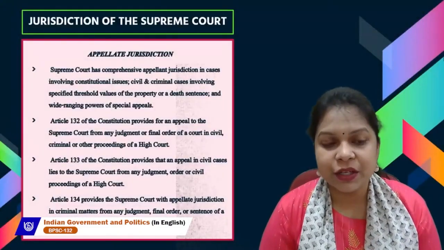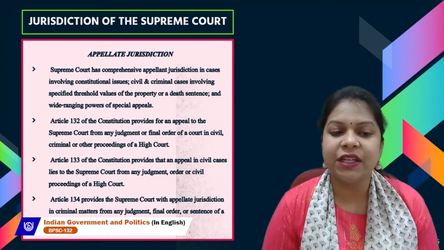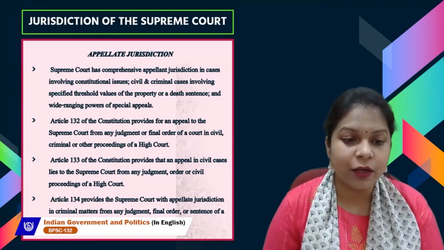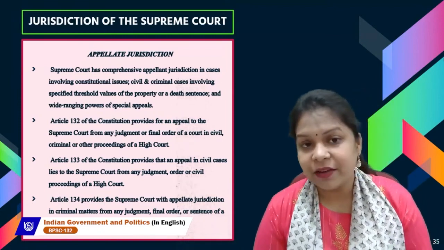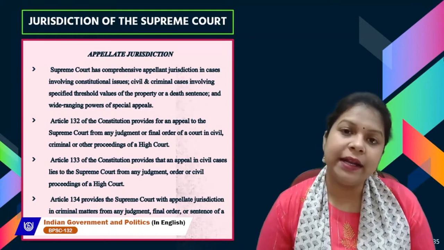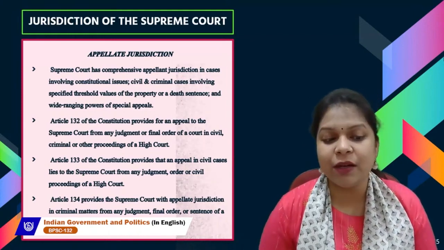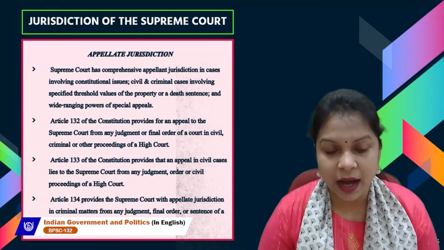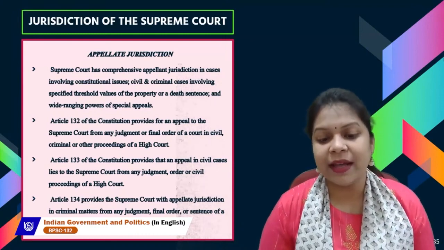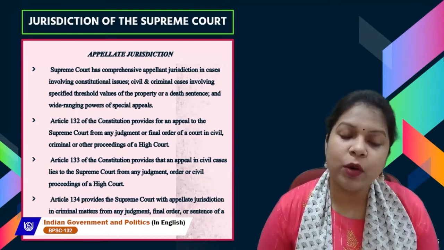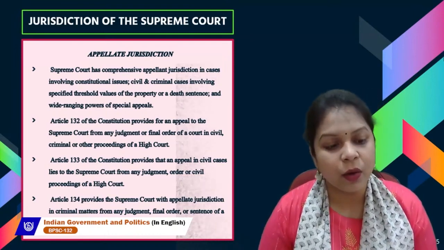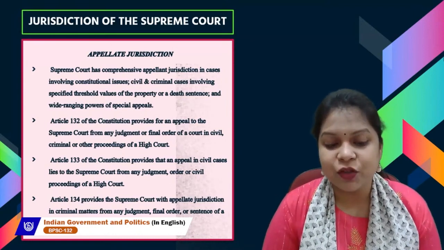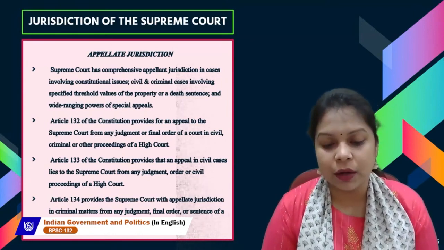Let's talk about the appellate jurisdiction. The Supreme Court has comprehensive appellate jurisdiction in cases involving constitutional issues, civil and criminal cases involving specified threshold values of property or death sentence, and wide-ranging powers of special appeals. Article 132 of the Constitution provides for an appeal to the Supreme Court against any judgment or final order of a High Court in civil, criminal, or other proceedings. Article 133 provides that an appeal in civil cases lies to the Supreme Court for any judgment, order, or civil proceedings of the High Court. And Article 134 provides the Supreme Court with appellate jurisdiction in criminal matters for any judgment, final order, or sentence of a High Court.